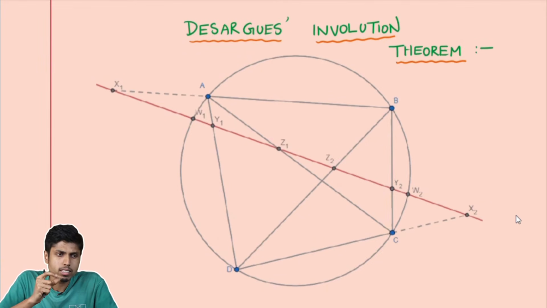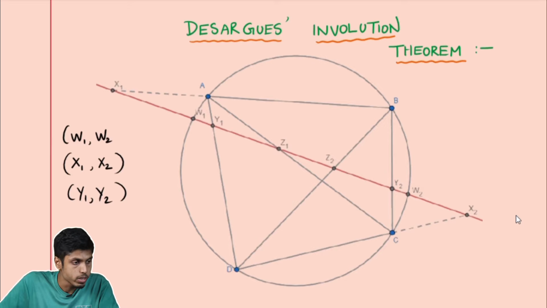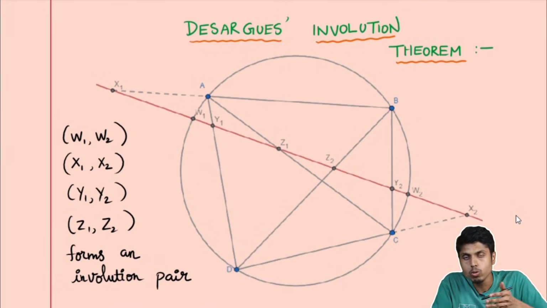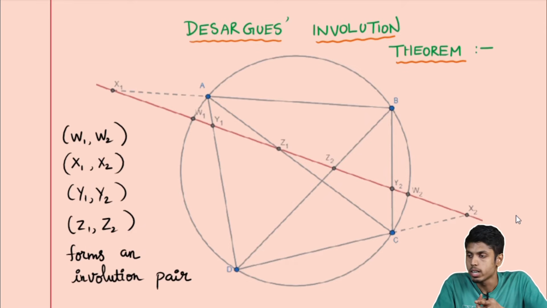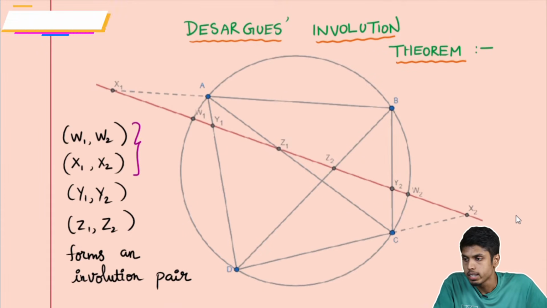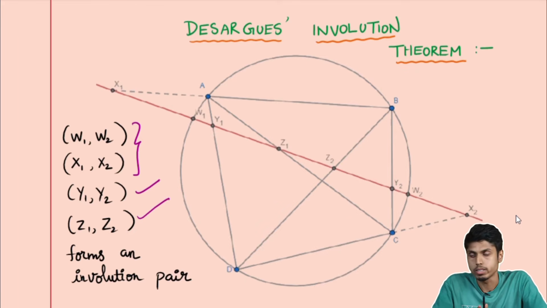The names or the indices 1 and 2 do not actually matter, because the final statement is that the pairs x1, x2, y1, y2, w1, w2, z1, z2 form an involution pair. Well, we saw that any two involution pairs define a unique involution. That means if I consider these two pairs, the w's and x's, then it turns out the other two pairs also follow the same involution map defined by them. This is what it means.